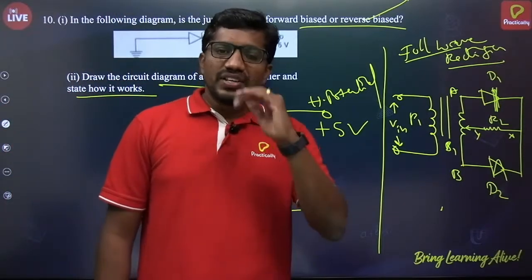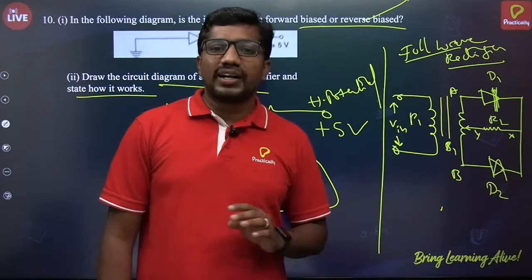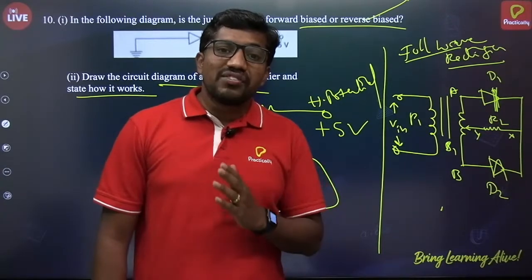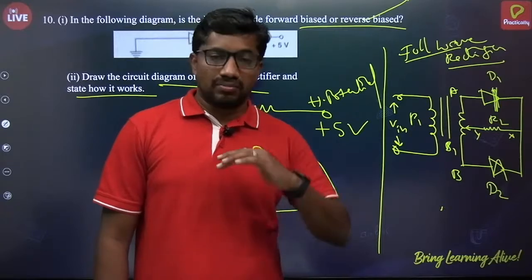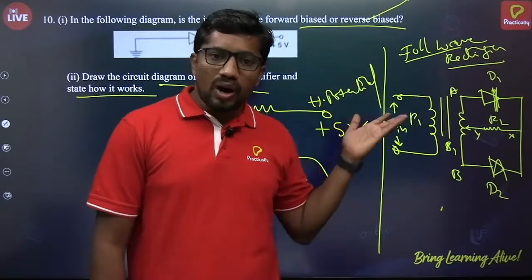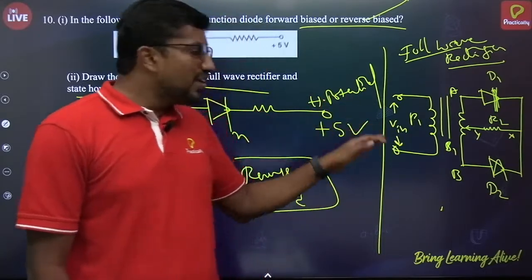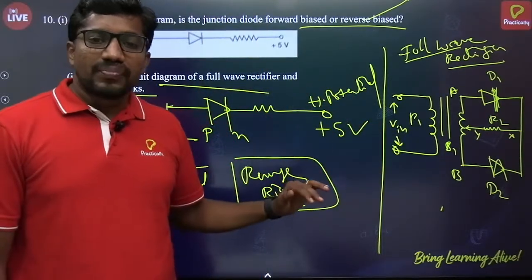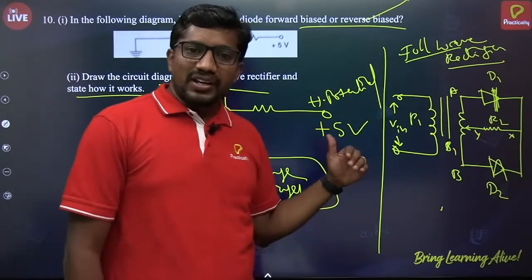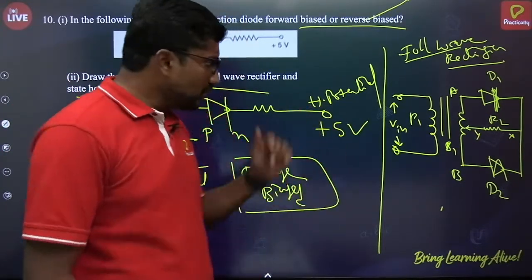AC input, that's nothing but alternating current, so the direction of the current will be varying for every half rotation of the armature coil in the generator. Fine. So for every half revolution, or for every half cycle, the direction of the current is reversed. Okay, fine.